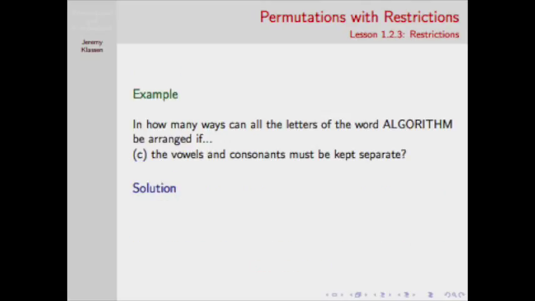This following restriction is one that gets frequently tested. How many ways can we permute the letters in the word algorithm if the vowels and the consonants must be kept separate? The first thing we want to do is address the restriction. In this case, we're separating the vowels and the consonants. So let's take a look at this and notice that there are 3 vowels. And so there are 3 factorial ways that we can permute those 3 vowels.